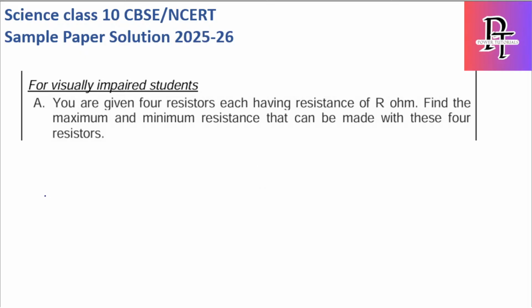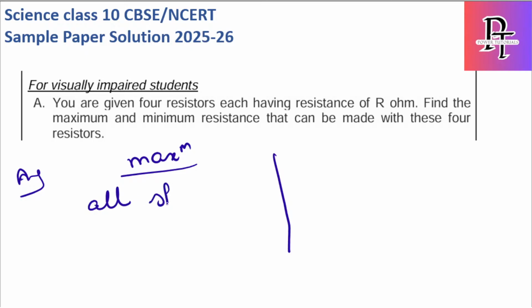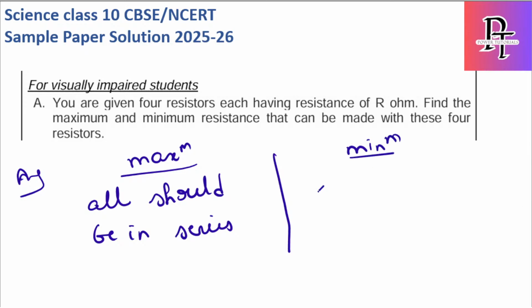So you are given 4 resistors, each having a resistance of R ohms. Find the maximum and minimum resistance that can be made with these 4 resistors. So this is an easy trick. For maximum, all should be in series. For minimum, all should be in parallel.